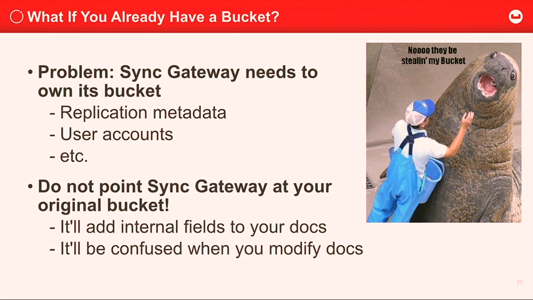So if we have an existing data set we want to share with our mobile clients, we know Sync Gateway really wants to own its own bucket because of the replication metadata. It's storing user accounts in that bucket. It's also storing roles in that bucket. So we don't want to point Sync Gateway at your original data. It's going to interfere with those. Also, Sync Gateway won't be aware when your current application modifies its documents concurrently with Sync Gateway. It won't know they've been modified, and the state of the database is not going to be clear.